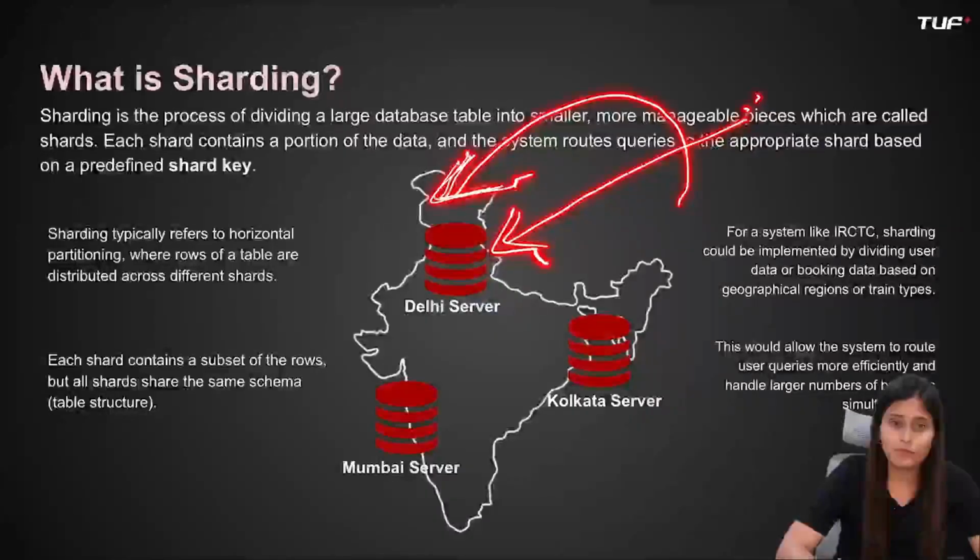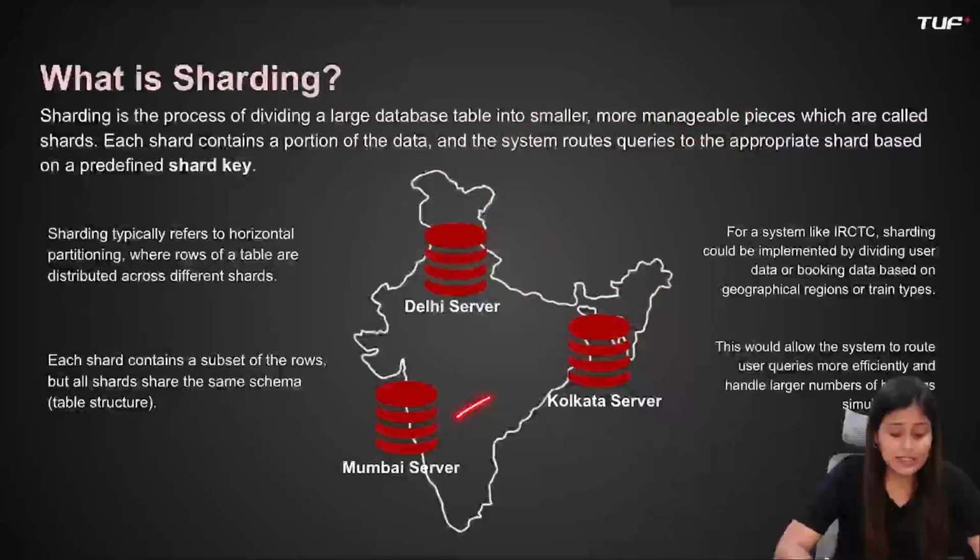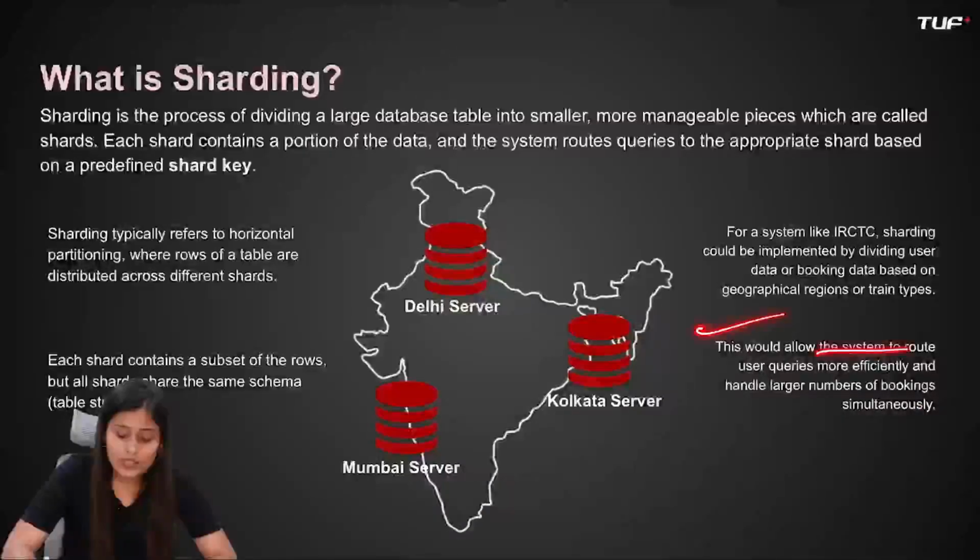If it gives you the value, it means the booking has been done. If it does not return you the true value, hence the booking has not been done, right? You don't need to search the Kolkata and Mumbai servers. Hence, it is increasing the performance, right? This would allow the system to route user queries more efficiently and handle a large number of bookings simultaneously.